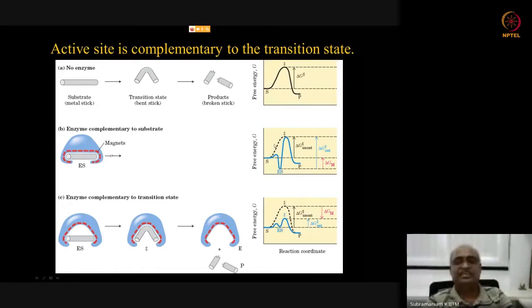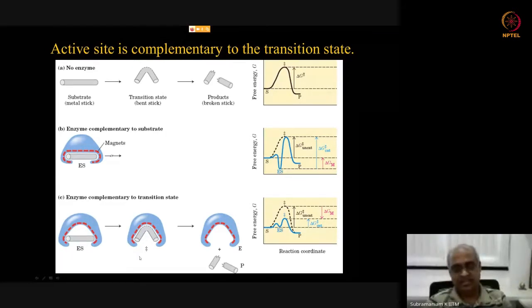So the activation energy barrier will remain really high. But on the other hand, in the process of fitting into this device, if the device is shaped like this and to fit, it is going to bend like this, this is what we call a transition state. So the active form of the enzyme active site is complementary to the transition state and not to the substrate. This is something very, very important and you have to remember. And this process is what reduces the activation energy.